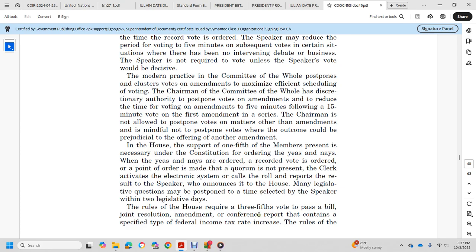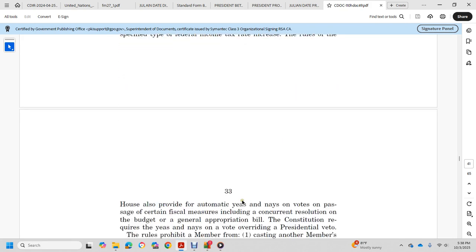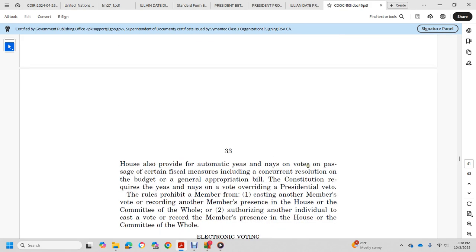Passage of a joint resolution or amendment of a conference report containing a specified type of federal income tax rate increase is covered by the rules of the House, which provide automatic yeas and nays on the passage of certain final measures, including the continuing resolution, the budget, and the general appropriation bills. The Constitution requires the yeas and nays when voting to override a presidential veto.